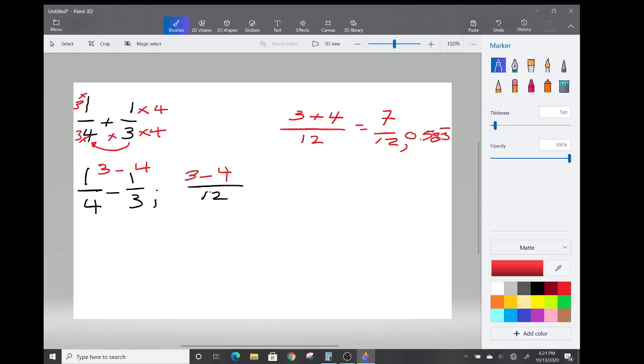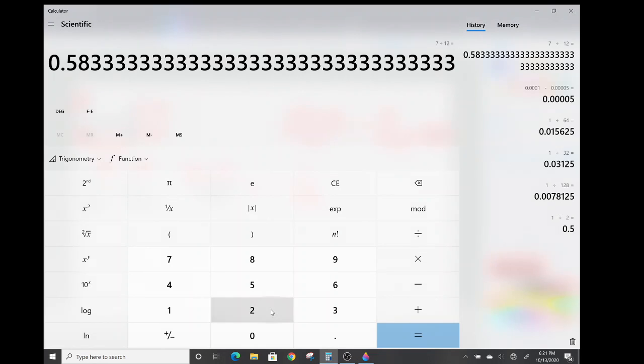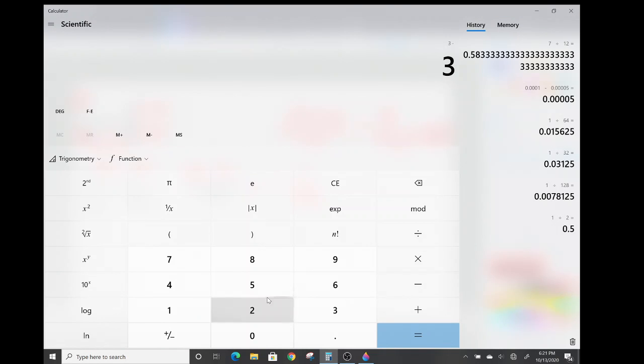So we're going to take 4 from 3. Well, our answer is going to be negative. It will be a negative 1/12. Well, subtract, go to your calculator if you don't believe me. Put in 3, subtract 4, and you'll get a negative. You put in 3, you're going to take 4 away from it.